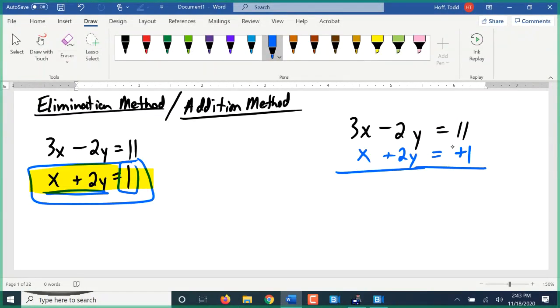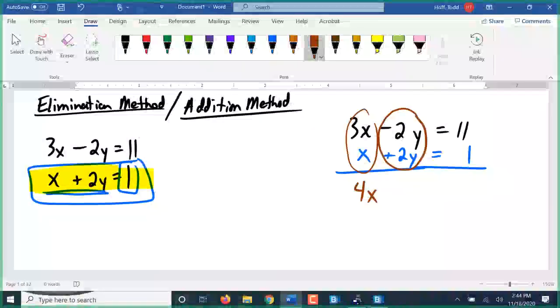So I'm adding, I'll take the plus sign out of there. On the left side here, I've got 3x plus 1x is 4x. Here's the key right here. I have a negative 2y and a positive 2y. That's 0. Negative 2 and positive 2 add to 0. So the y's cancel out. Equals 11 plus 1 is 12. So just like with substitution, we reduced it to one equation and one variable. We've done the same thing here with our addition.